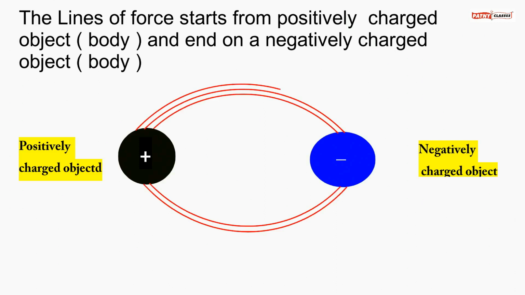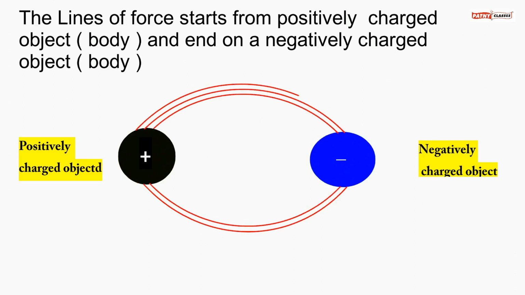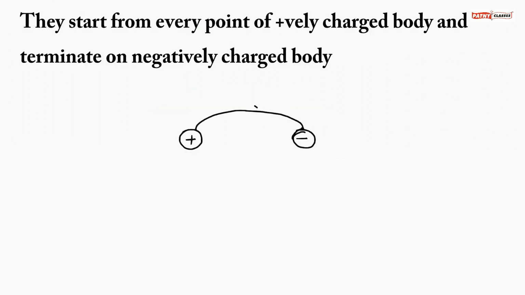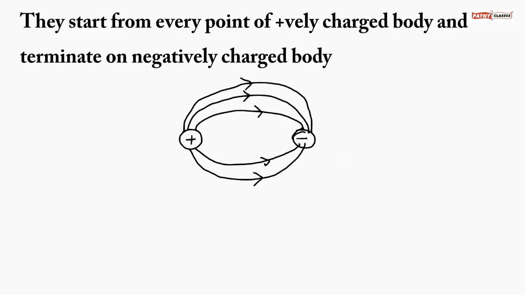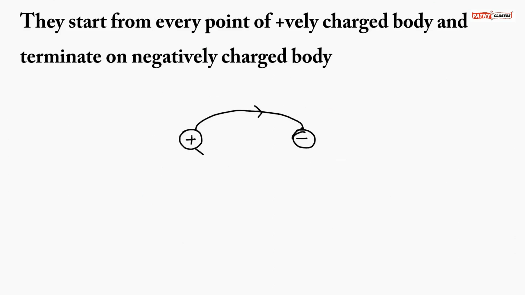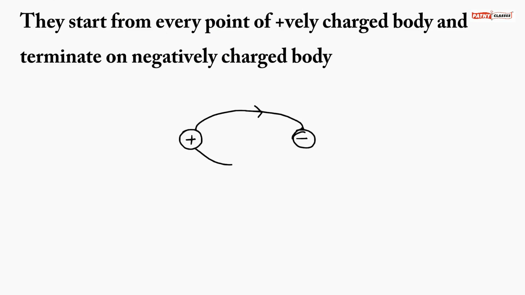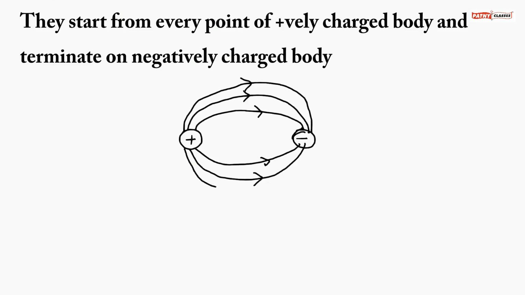Lines of force start from a positively charged body and travel up to the negatively charged body. And the lines of force start from every point of the positively charged body. Even though I have drawn only 3-4 lines, there are a large number of lines, and from every point of the positively charged body, the lines of force are starting.